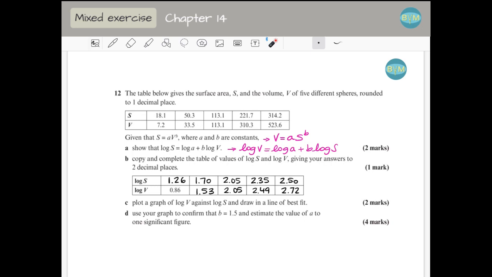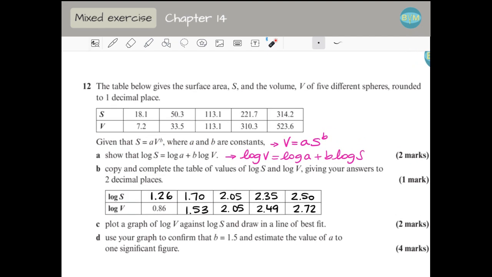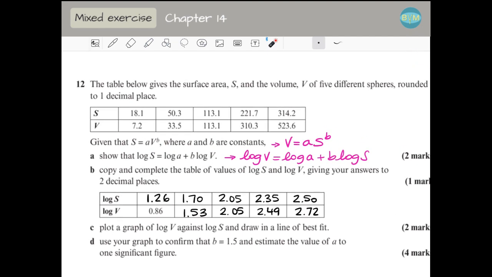Hello, this is question 12 on your mixed exercise 14. The table below gives the surface area S and the volume V of 5 different spheres to one decimal place. So this is the surface area, this is the volume. And given that S is A, V, B, where A and B are constants, I think there is a mistake here because we should write V in terms of S. So I think the formula is the other way around.